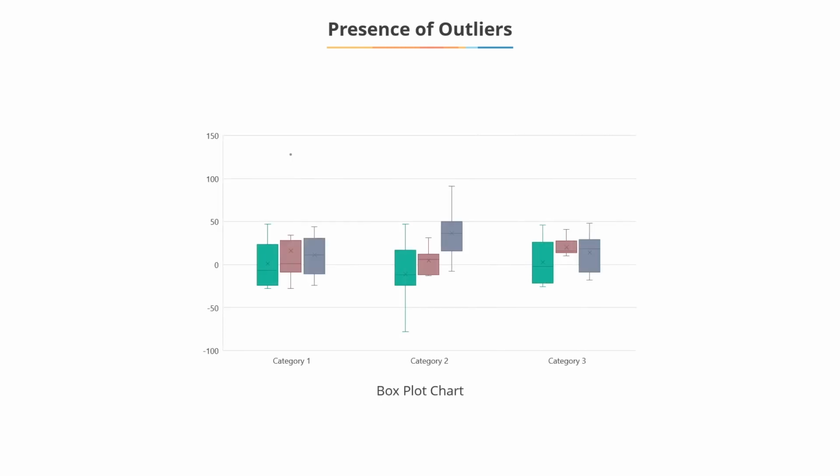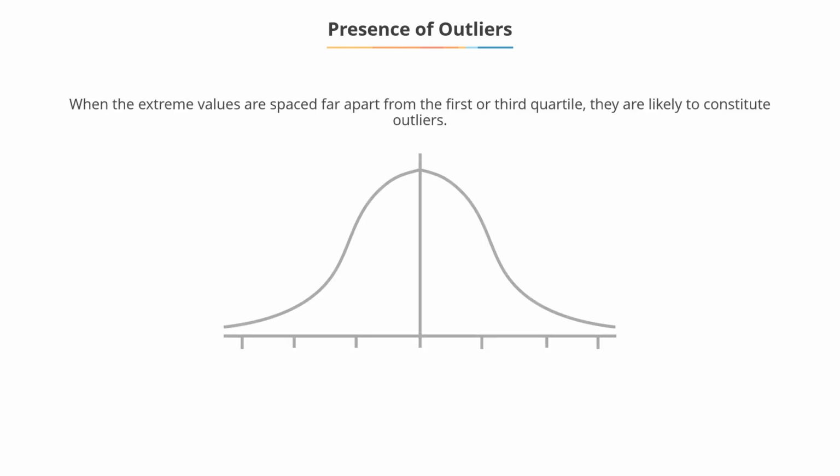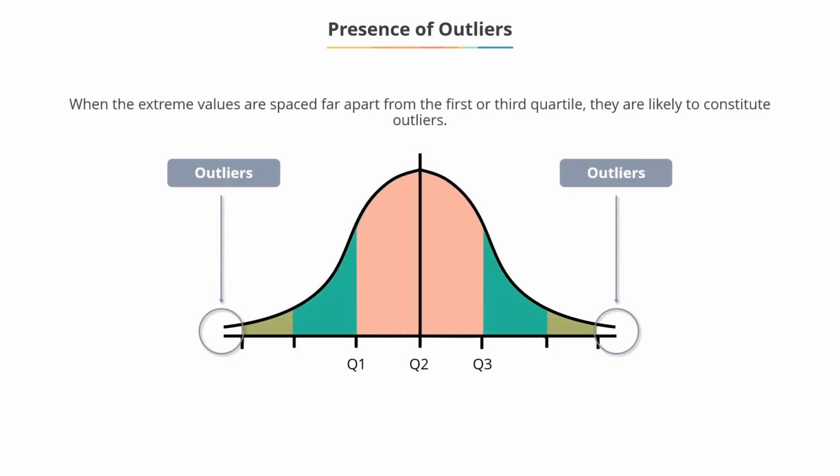A box plot chart is used to identify outliers in the data. When the extreme values are spaced far apart from the first or third quartile, they are likely to constitute outliers. The distance between the first and third quartile indicates the magnitude of variation.